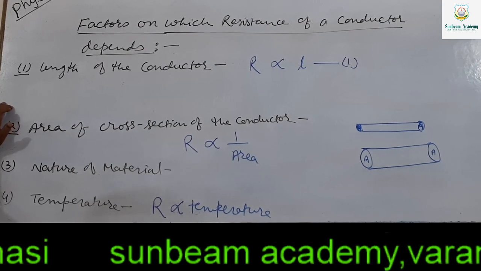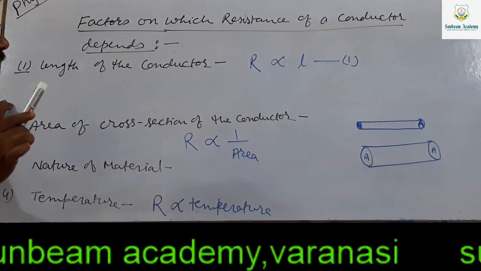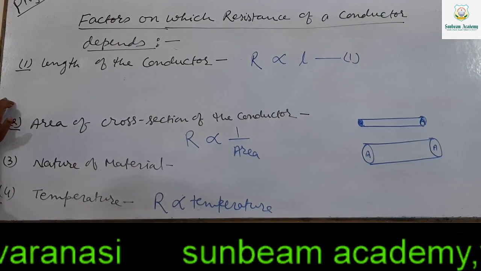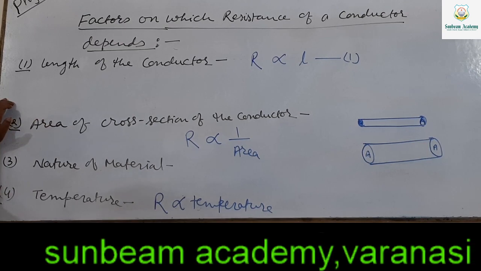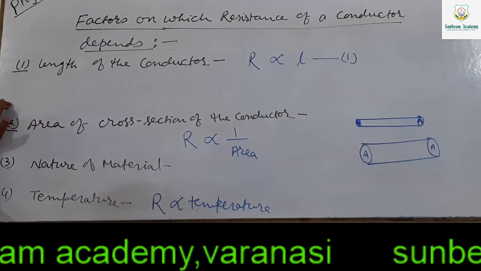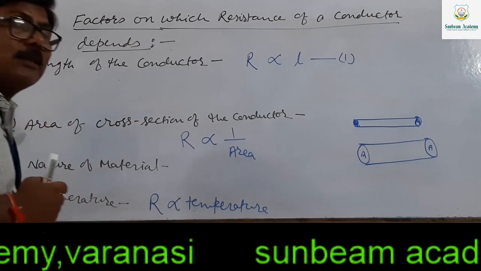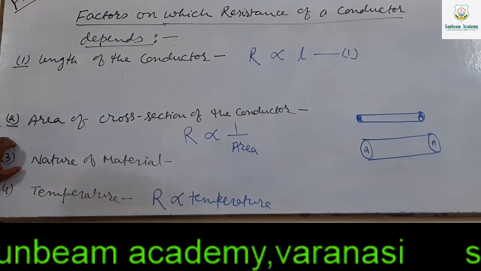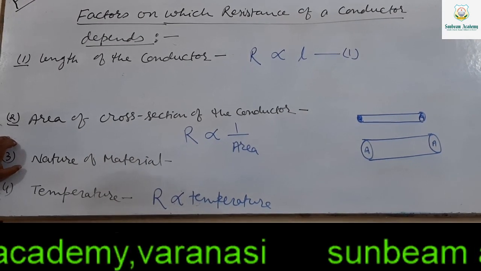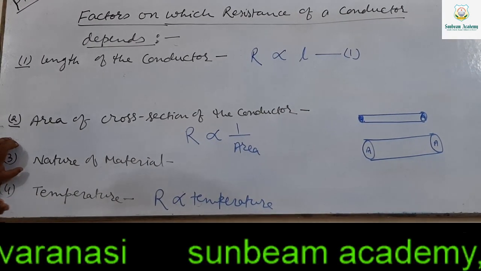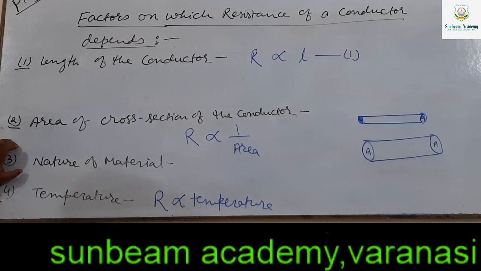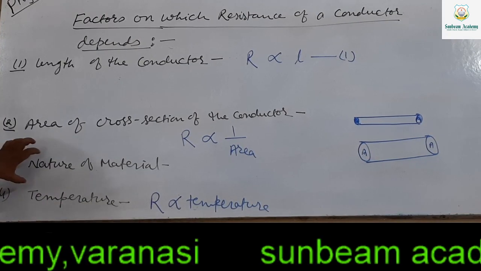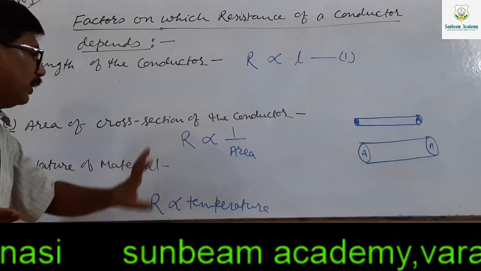Means if the area of cross section is very less, resistance is more. Means thin wire will have high resistance, and if the area of cross section is greater, means thick wire, the resistance is low. Nature of material, I told you that as we compare copper and aluminum, copper has less resistance than aluminum. So different metals have different resistance values. In this way, the different nature of material will have different resistance.